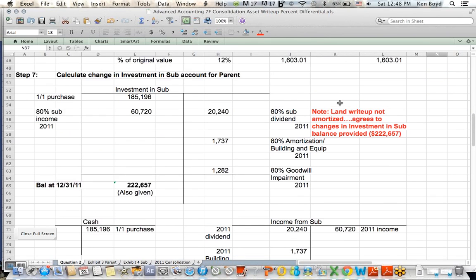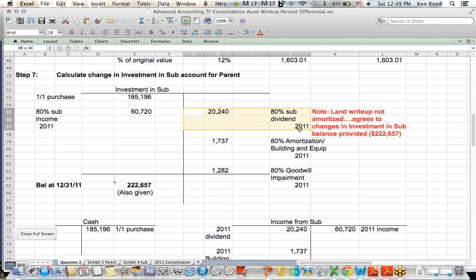Then I go into T accounts. The investment in sub, which is going to be on the parent's books, is a T account. It's an asset account. When we make the purchase of 80% of the company, there's the $185,196. The parent, using the equity method, gets 80%, the percentage they purchased. They get that much income for 2011.